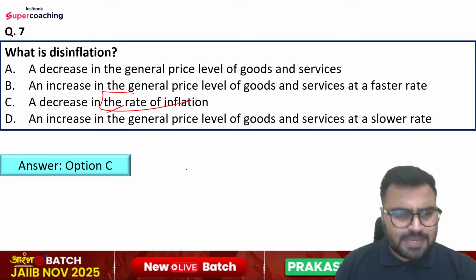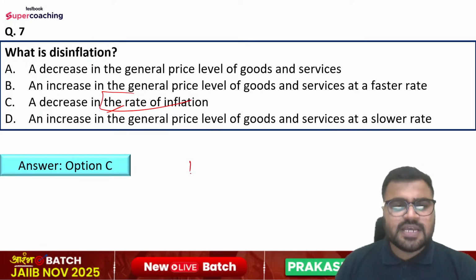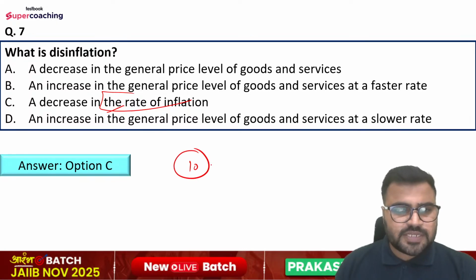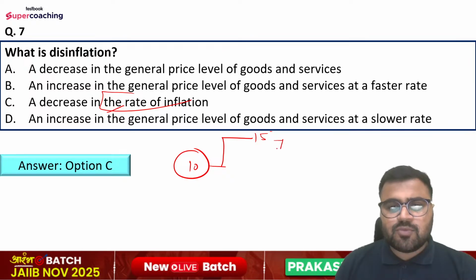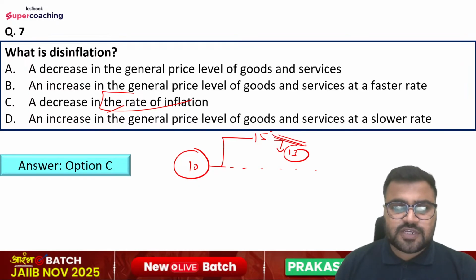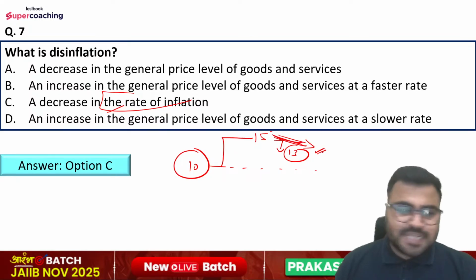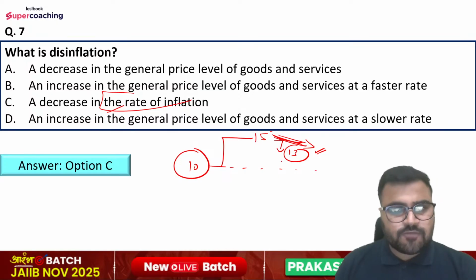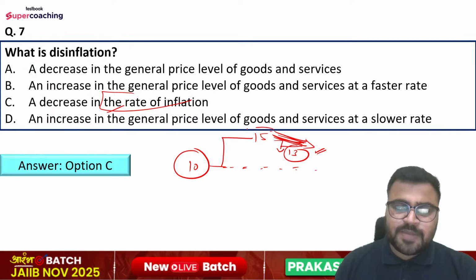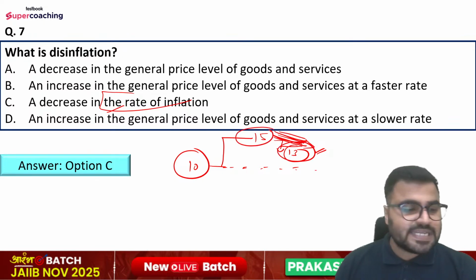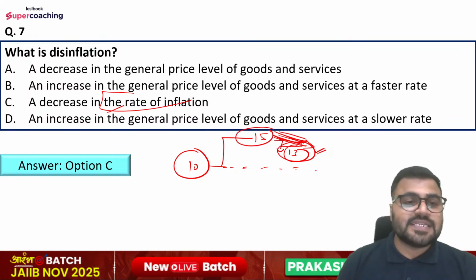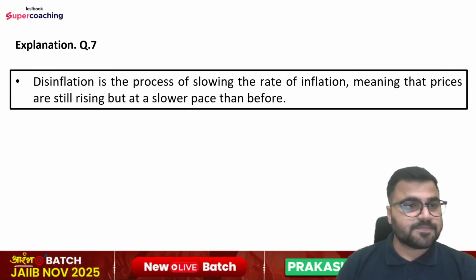For example, I'm just taking an example in very simple language. Suppose a product costs rupees 10, but here the price is 15. After that, inflation reduced and the price became 13, right? Which means there is still inflation, but the rate of inflation is decreasing here. You can observe the rate of inflation is decreasing. At the price of 13, there is still inflation in the economy, but if we compare that with the previous prices, there is a decrease in the rate of inflation, and this is known as disinflation.